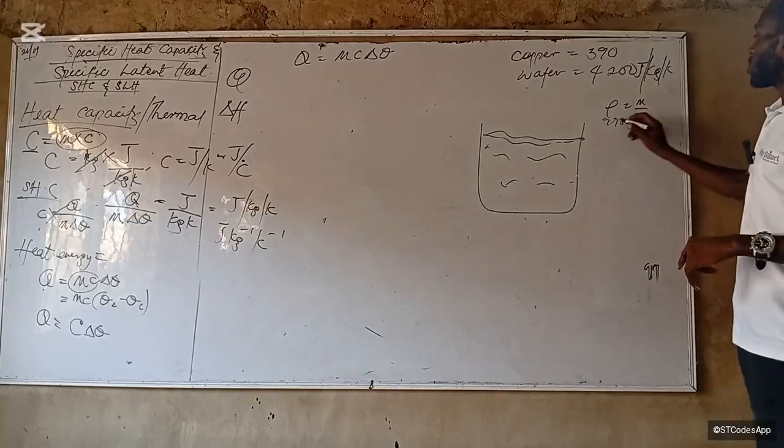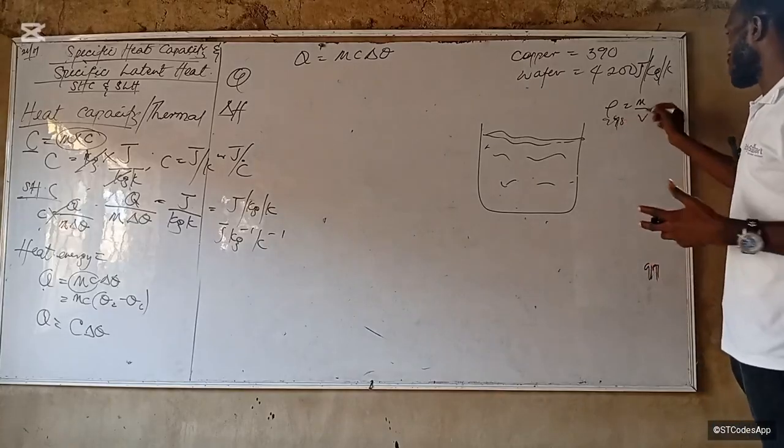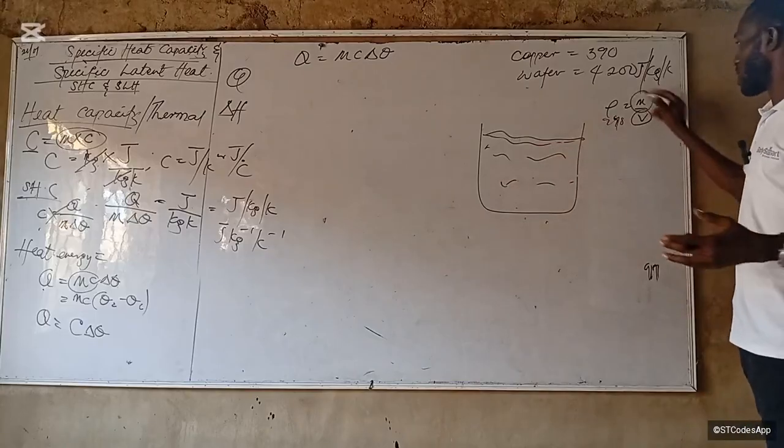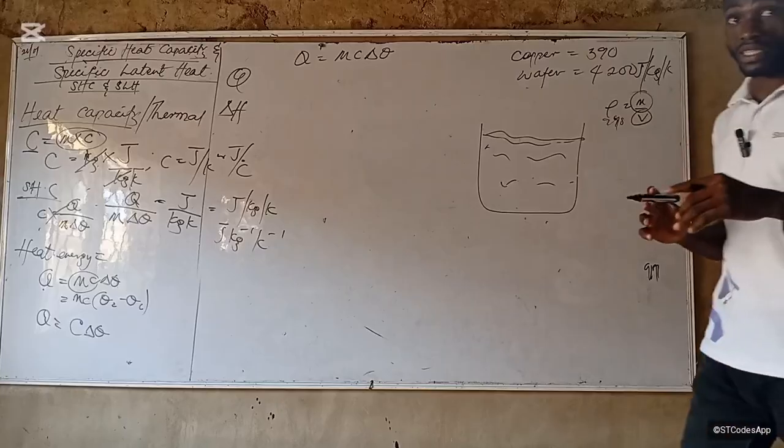Okay, now let's go. So we know that the density is about 1,000. Then you know the volume of the water by calculating the volume of the container. You can get the mass of the water. Does that make sense? All right.